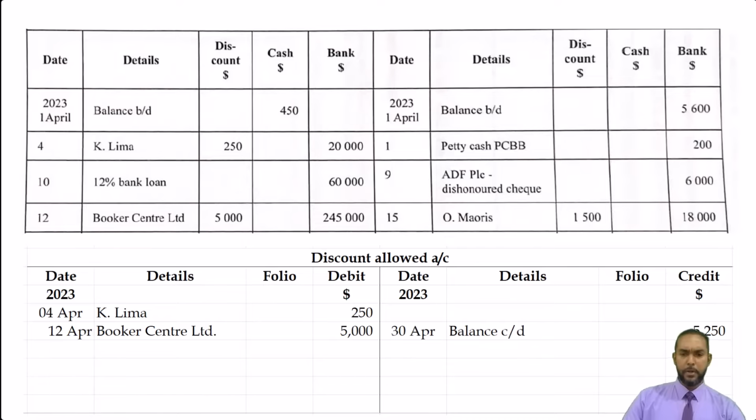Okay. Now, the balance carried on, of course, would be simply the total because there were only entries on the debit side. So the totals will balance, and of course we bring the balance down on the debit side. All right, and that's it for this question.